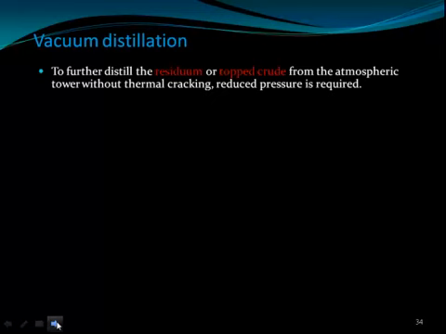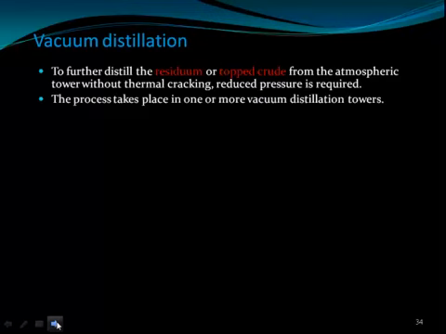In vacuum distillation, a vacuum is used to further distill the residuum or topped crude from the atmospheric tower without thermal cracking, so reduced pressure is required. The problems which occur in atmospheric distillation are removed in vacuum distillation. The problem is thermal cracking, meaning the degradation of the products, so we have to do the distillation at reduced pressure.